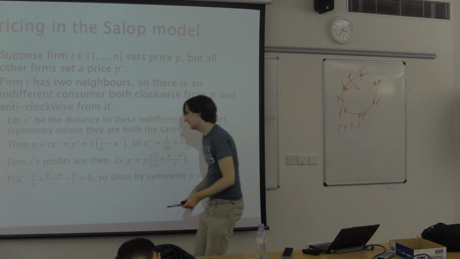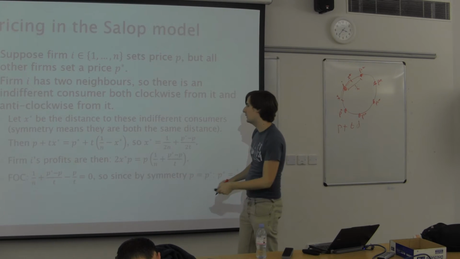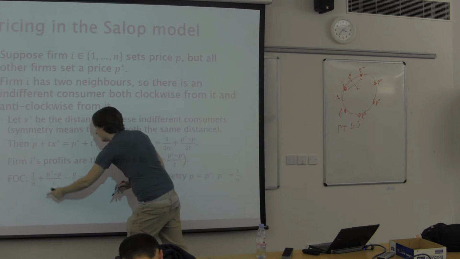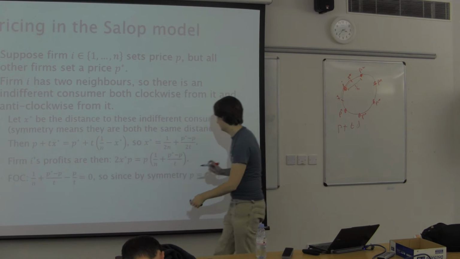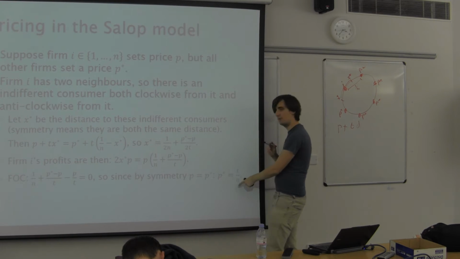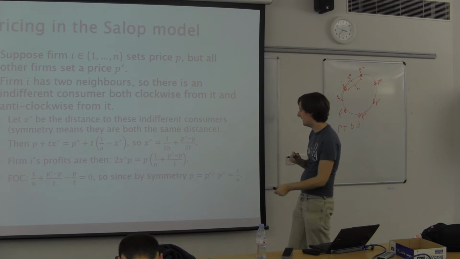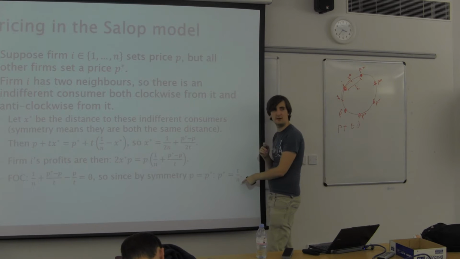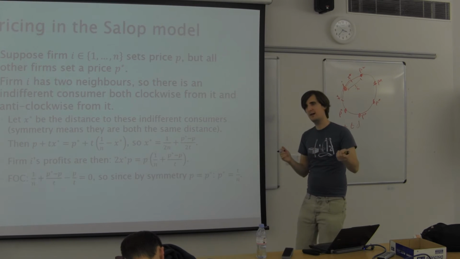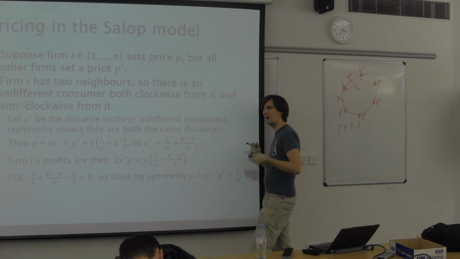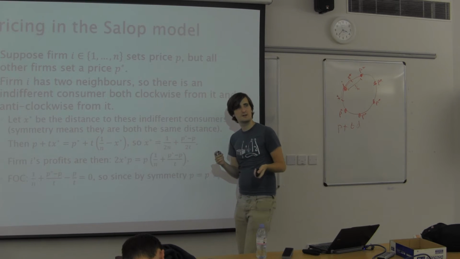This term here. So we just have 1 over n is equal to P over T. So P must be equal to T over n. Okay, so in the pricing solution to this game, everyone's going to set a price of T over n. The lazier people are, so the higher T is, the higher the price you can get away with charging.